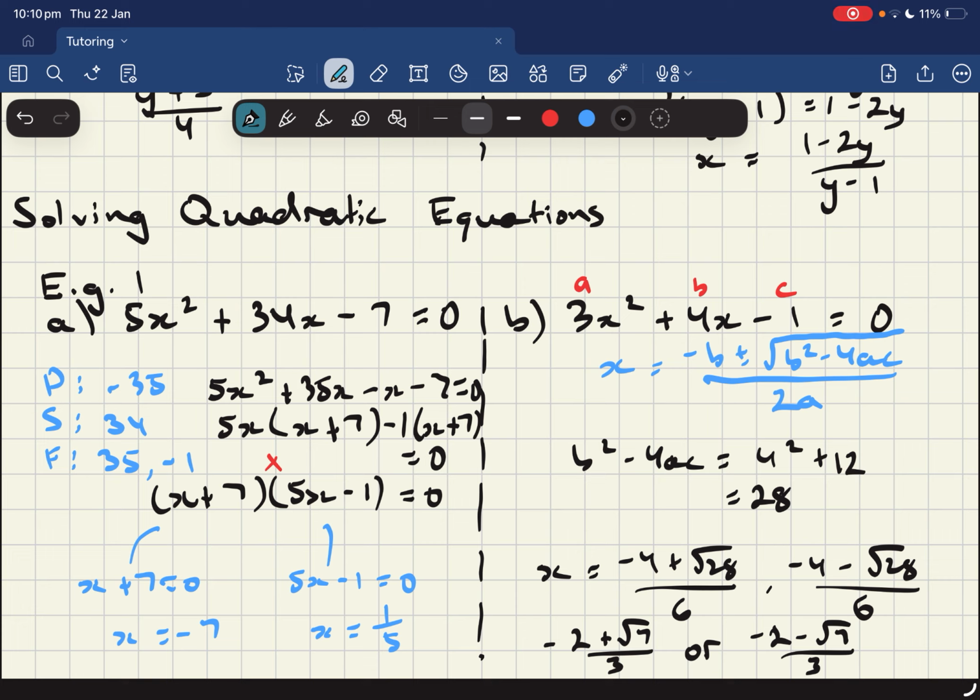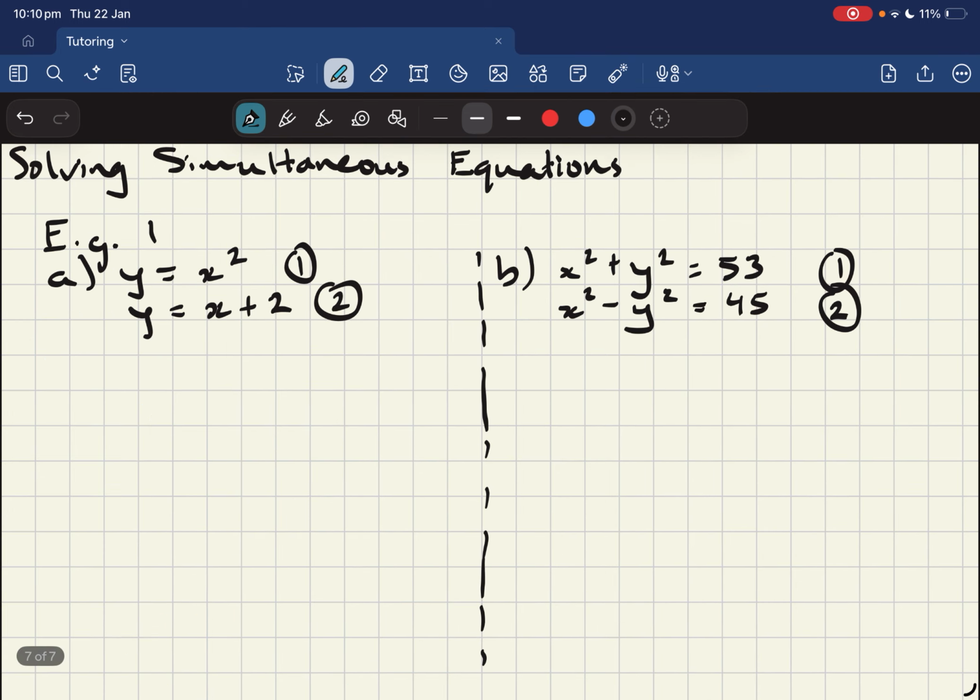So a question will typically say "in the simplest exact form", this is how that's going to look. Now we've solved this given the two solutions in simplest exact form. Now the next part, we are talking about solving simultaneous equations. So I've got two here. These are non-linear simultaneous equations because we've talked a lot about linear ones previously.